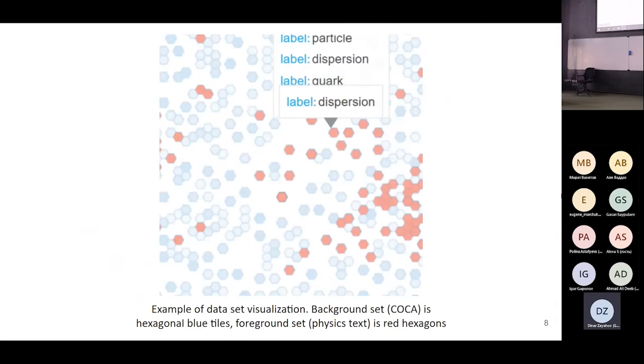Here's an illustration of the visualization. We can see the background, the COCA dataset, or part of it, given with hexagonal blue tiles, and the foreground set given with red hexagons. All of the above-mentioned data are presented with the Bokeh Python library, which is used for creating interactive visualizations.